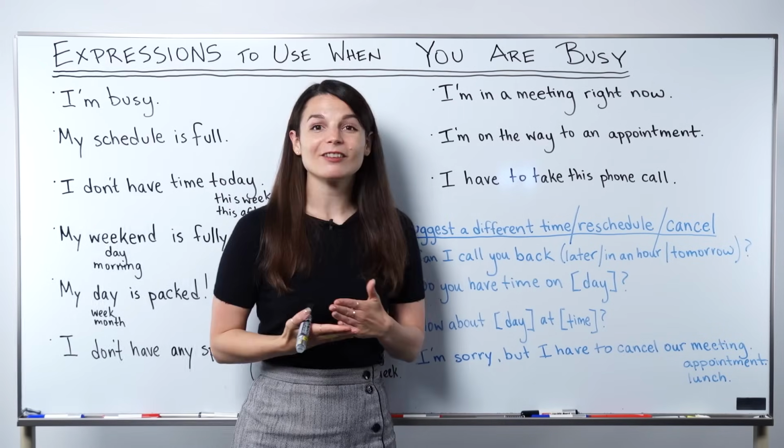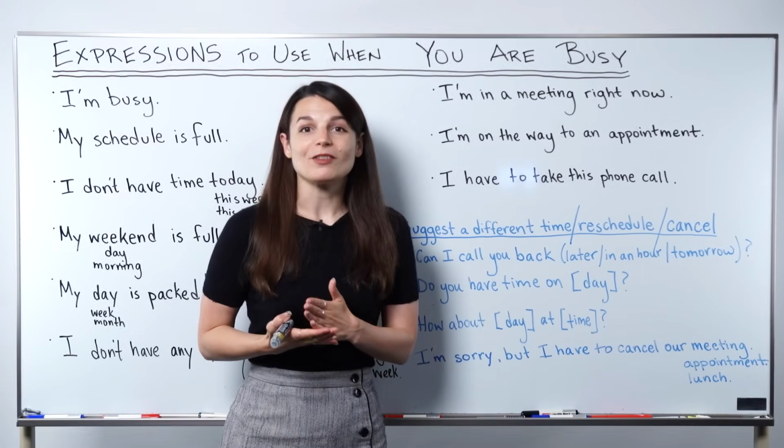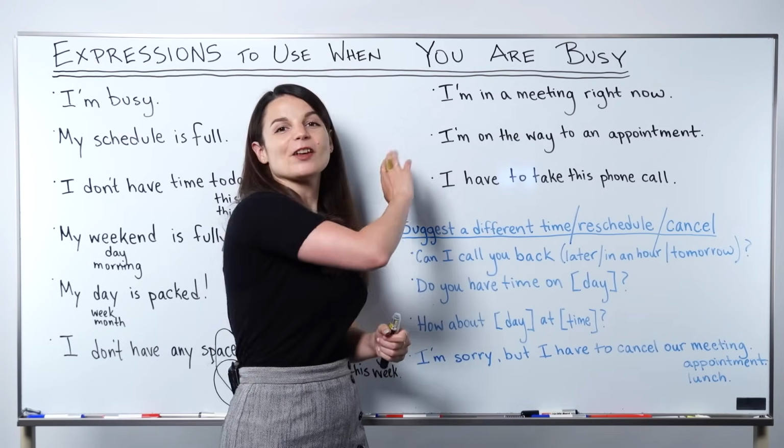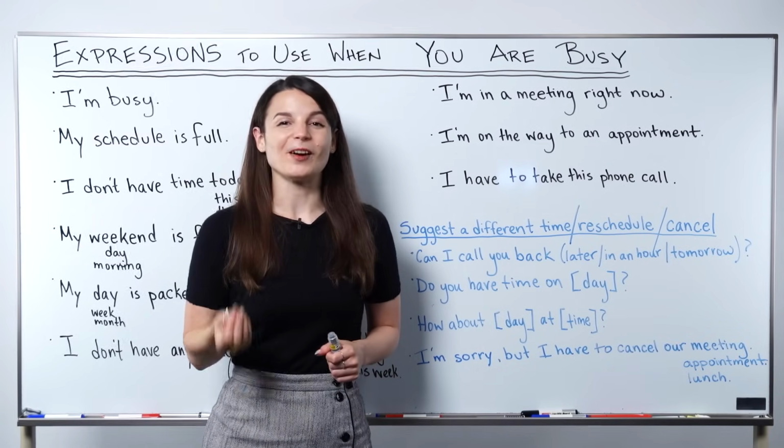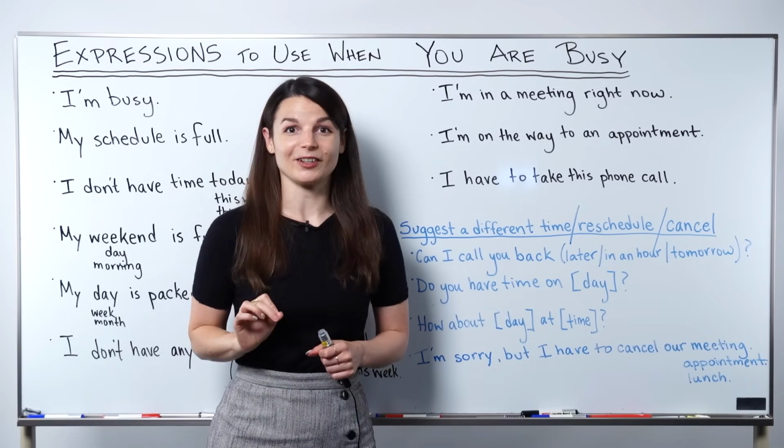You could say, I'm in a meeting right now. I have an appointment right now, whatever you're doing. So you can say, I'm in a meeting right now to mean this is something I'm doing right now. This is the reason I cannot talk to you.